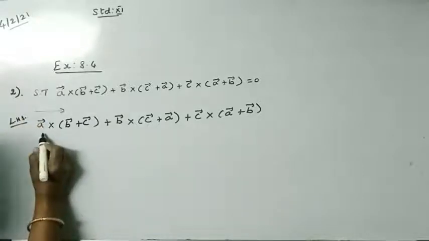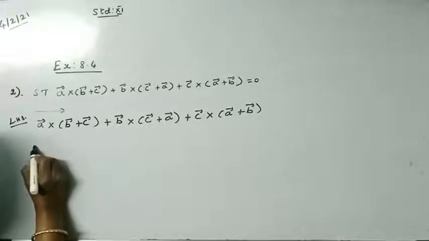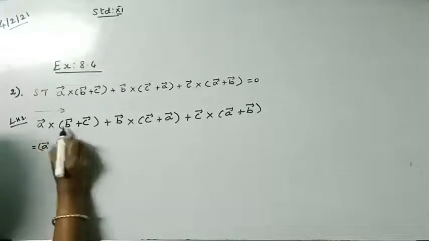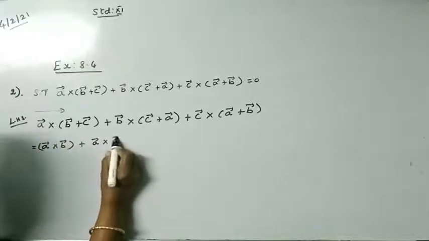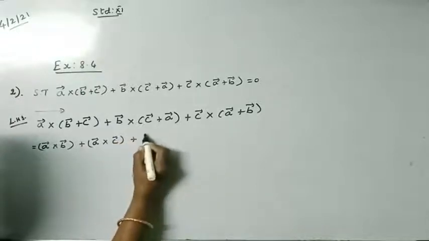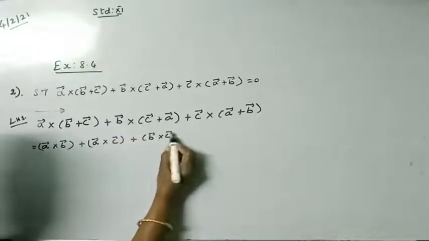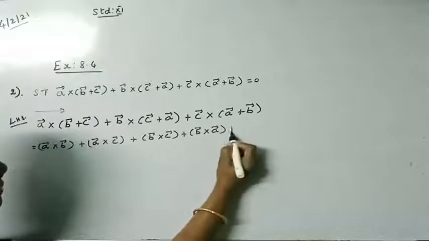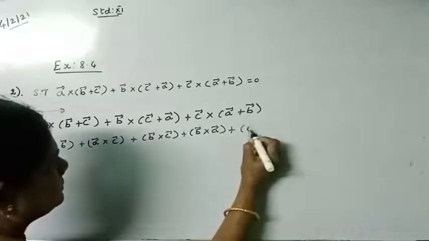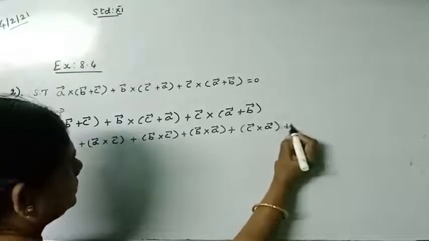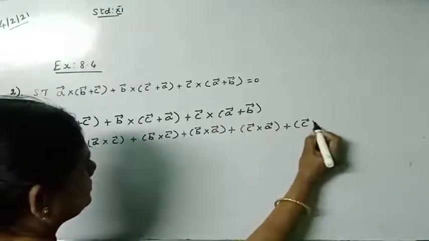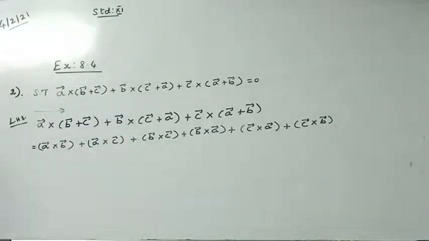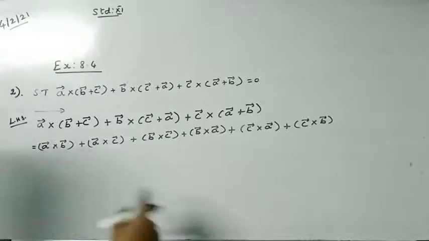Now let me write this using distributive over addition, which is equal to A vector cross B vector plus A vector cross C vector plus B vector cross C vector plus B vector cross A vector plus C vector cross A vector plus C vector cross B vector. See, in cross product, if it is not in order, it will take its minus sign. That sign will be changed.